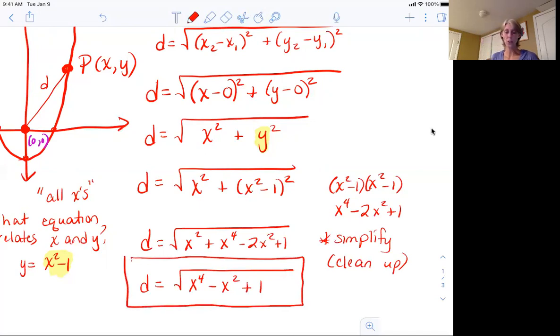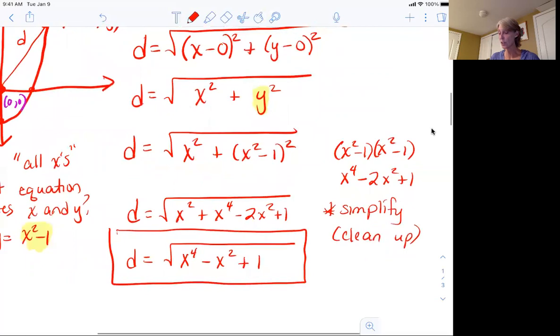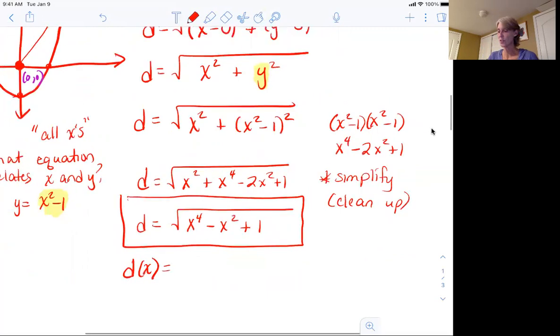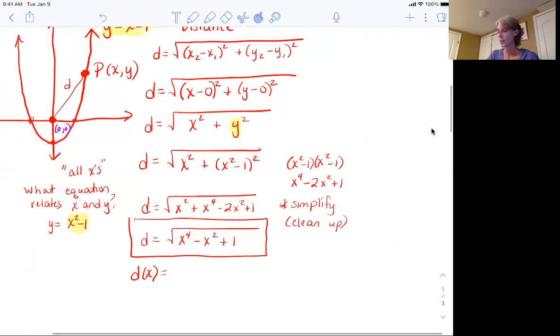I could ask you questions. I could say, what's the distance when x is 2? What's the distance when x is 3? We could do that now that we have a function. In actuality, this really is distance as a function of x. All I need to do is plug in an x value and I can get the distance from any point. I'm not going to make you do that. All I want you doing right now is being able to come up with different functions.